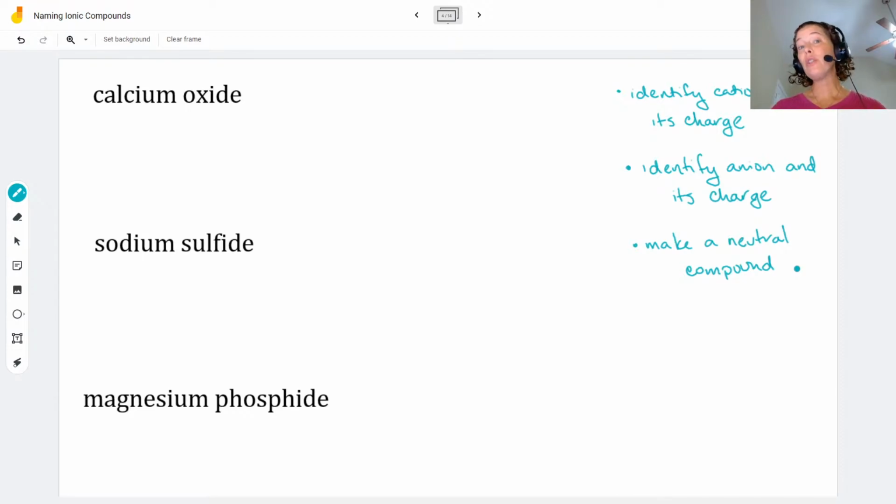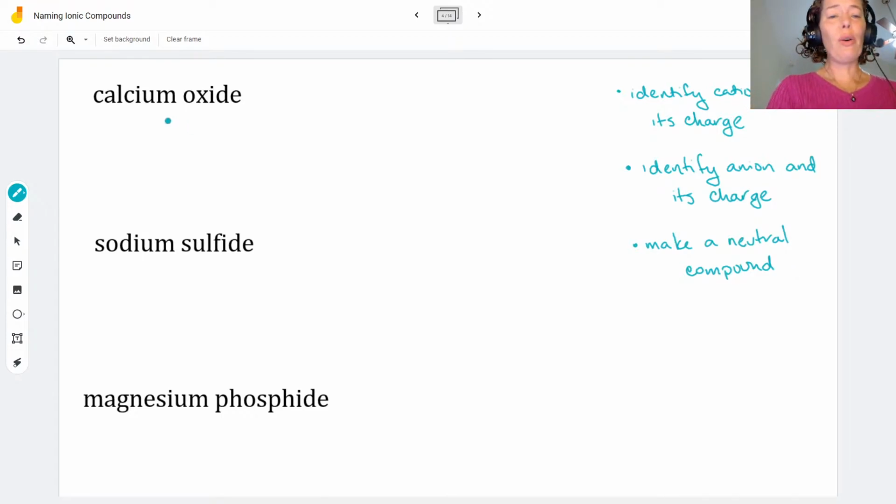So when we make a neutral compound, that means our charges need to add to 0. Now to do that, sometimes we have to use multipliers. And again, this is best seen in practice. So this is why we are going to take these names, and I have more examples too. We're going to identify the cation, the anion, the charges, and then make neutral compounds.